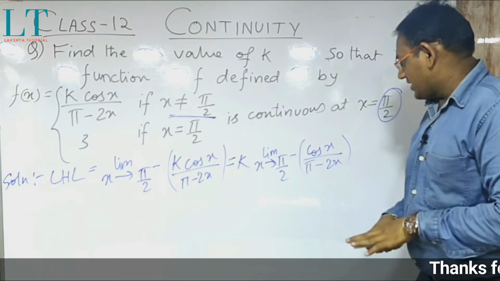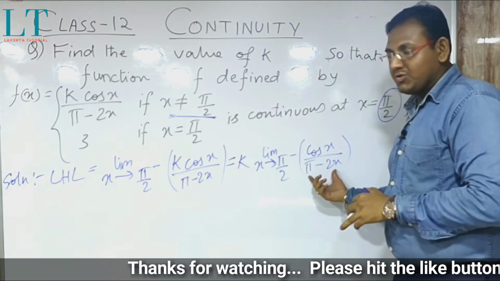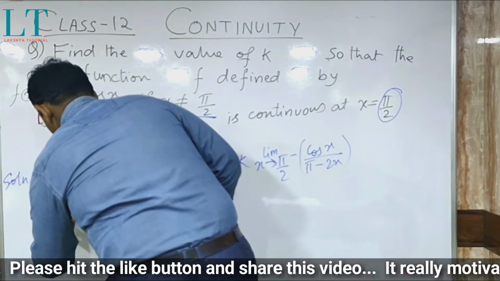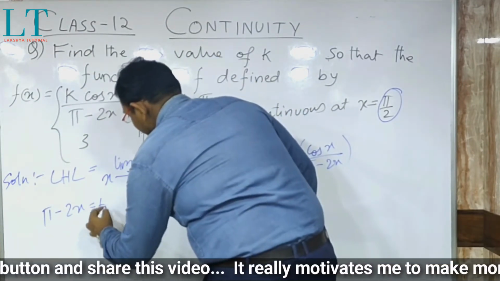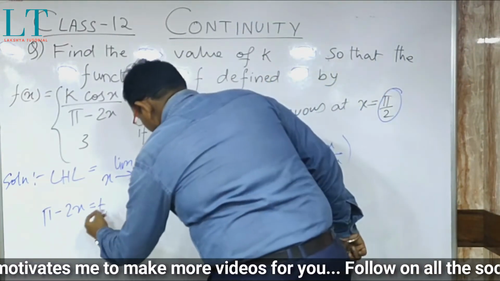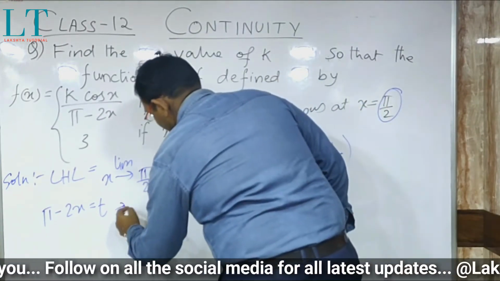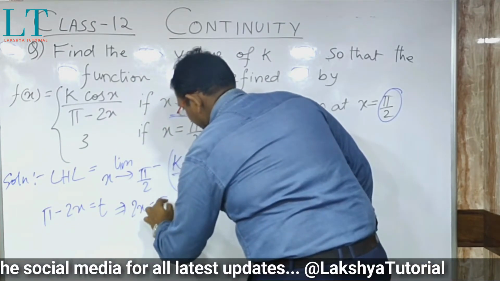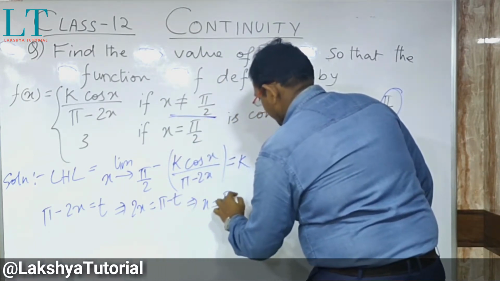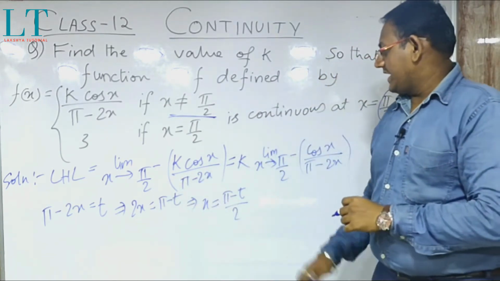Now how to simplify this function? The first thing that we need to do over here is to take the denominator part to be some other variable. So let us take pi minus 2x to be t. So pi minus 2x is equal to t. From this one we can also represent x in terms of pi. We can write this as 2x is equal to pi minus t, which can be further written as x is equal to (pi minus t) by 2. So we are getting the value of x over here in terms of t.